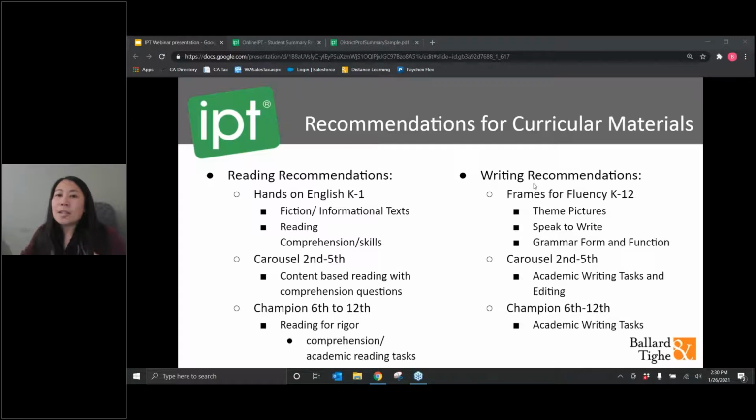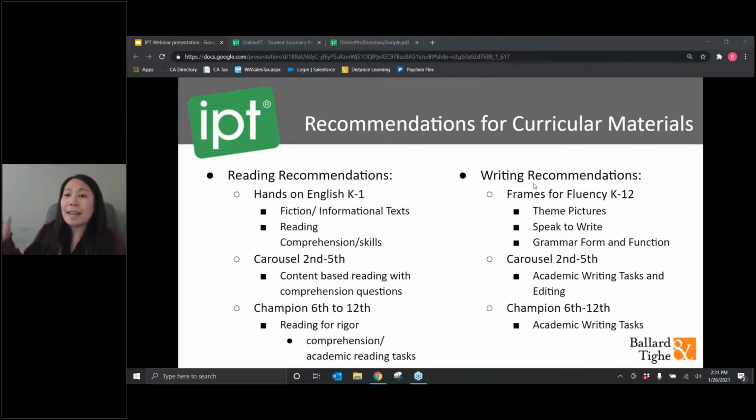All right. So for writing recommendations, a really great program is Frames for Fluency. This is really for K to 12. So for K to say 5th grade, it's really great for, maybe a 2 or 3 year program. But for 6 through 12, especially for those newcomers, you want to hit them hard for the 2 to 3 months of just really helping them learn that foundational language, helping them get ready to read. Frames for Fluency comes with theme pictures that really do focus on writing. So the oral proficiency practice that you get from Frames for Fluency leads then into writing. So speaking to write.